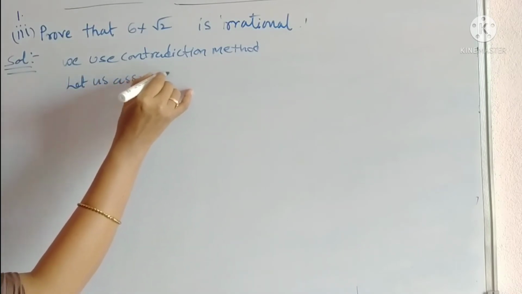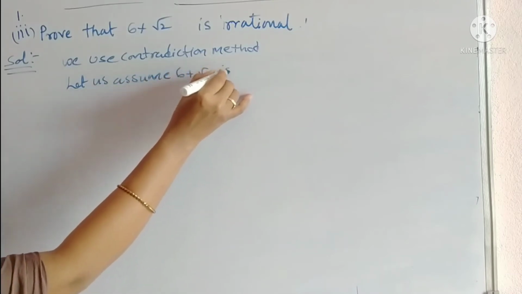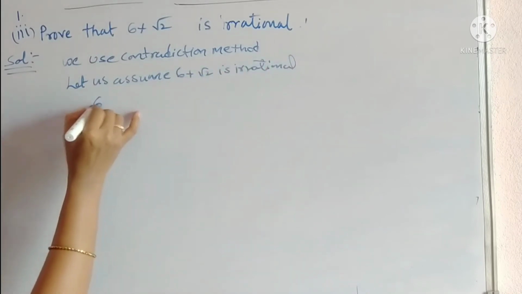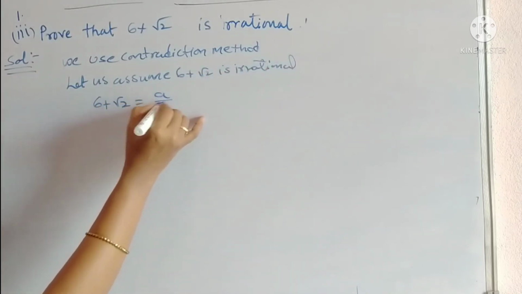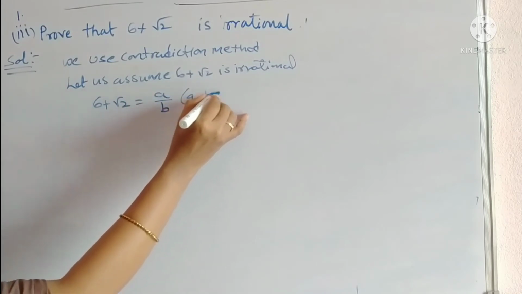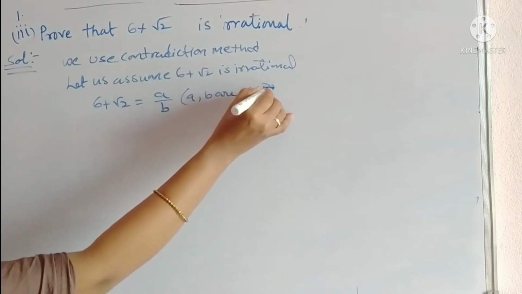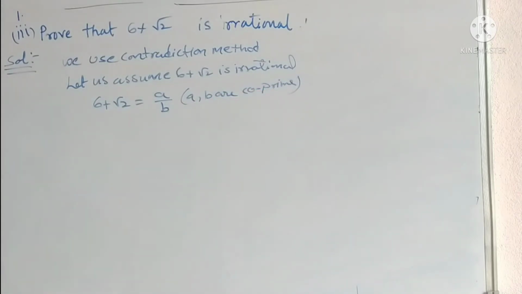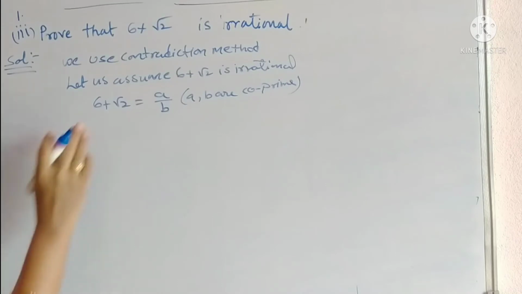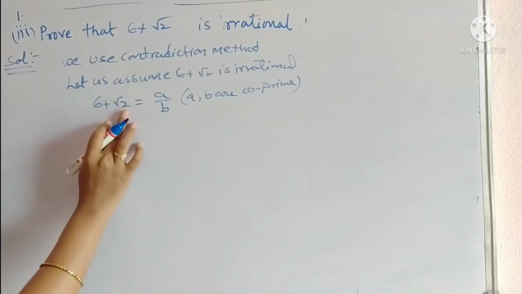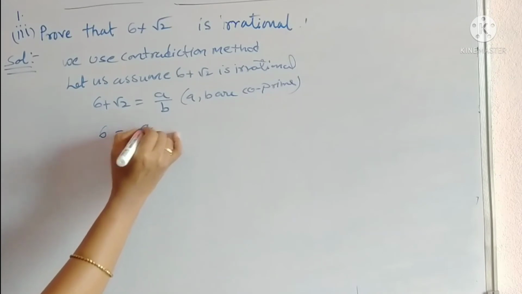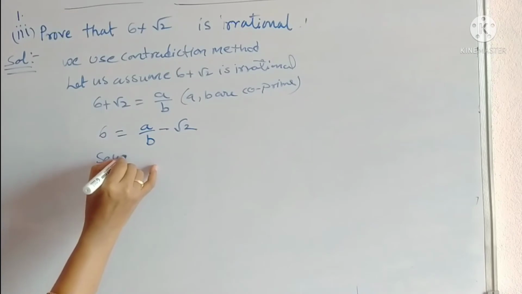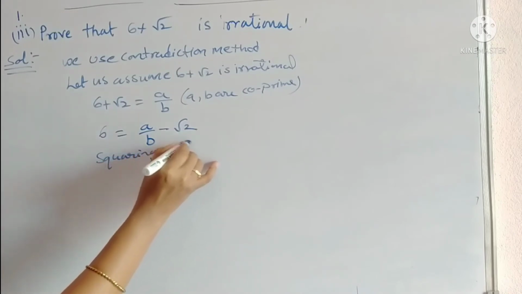Let us assume 6 plus root 2 is rational. So 6 plus root 2 is equal to a by b. A, b are co-primes. Okay, already in our previous video we have seen it where I transposed this 6. Now I am transposing this root 2. Right, now squaring on both sides.